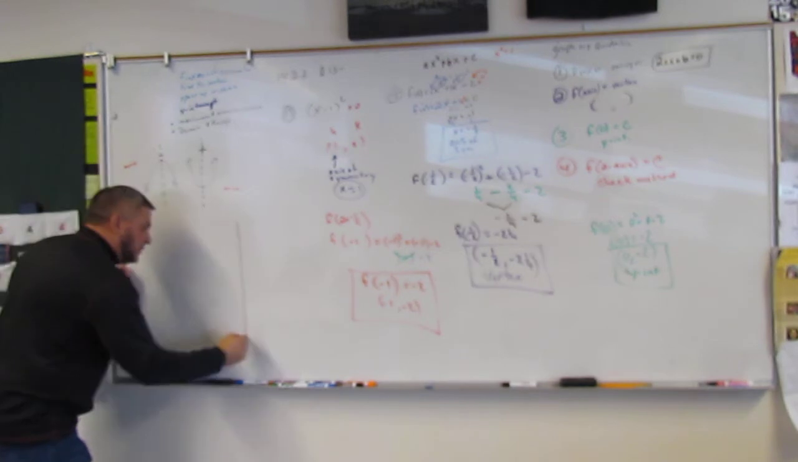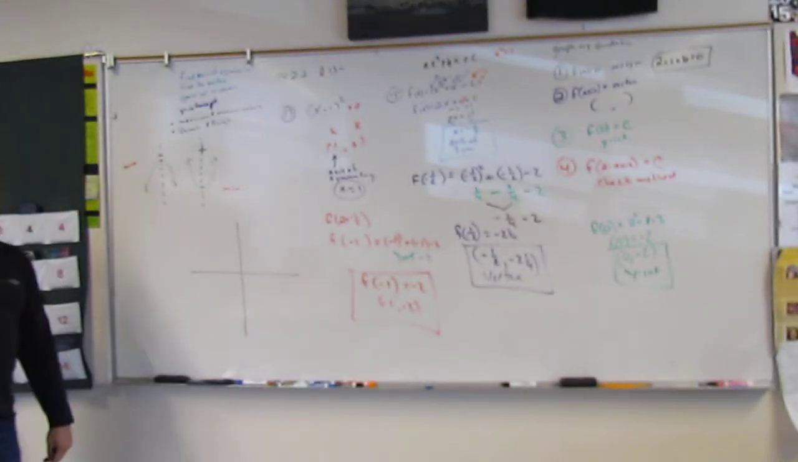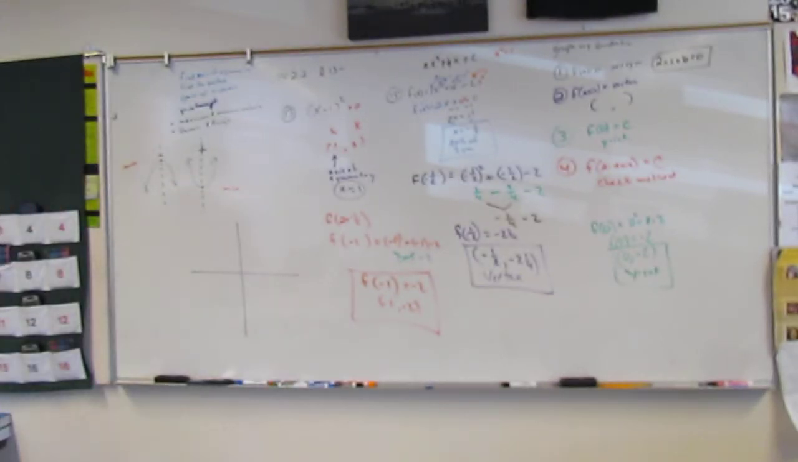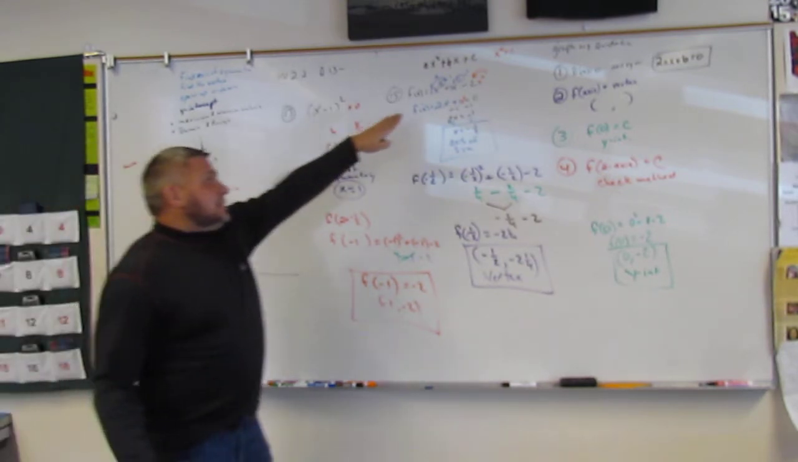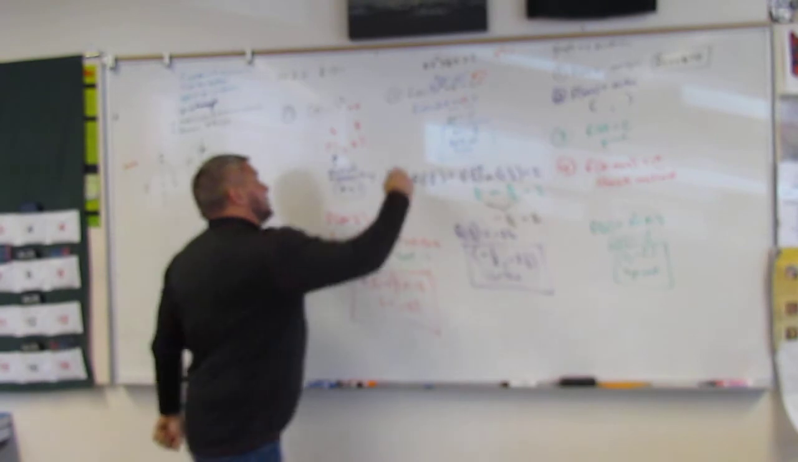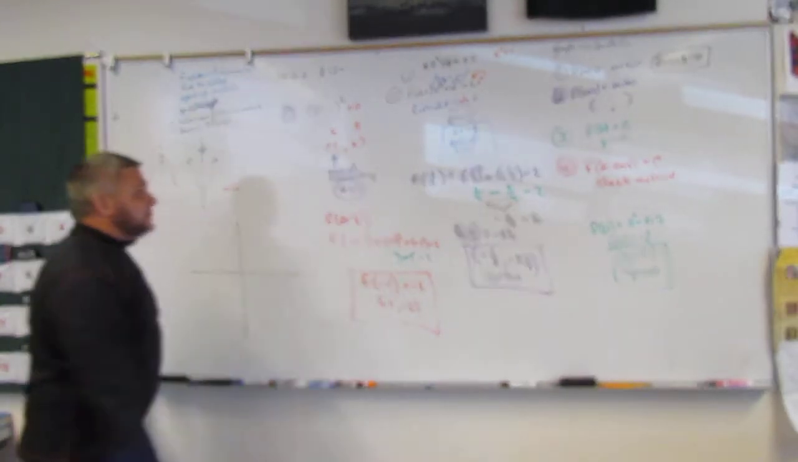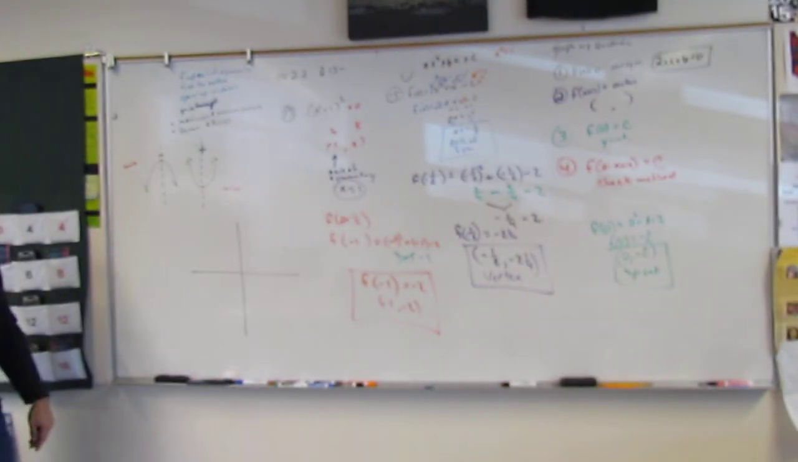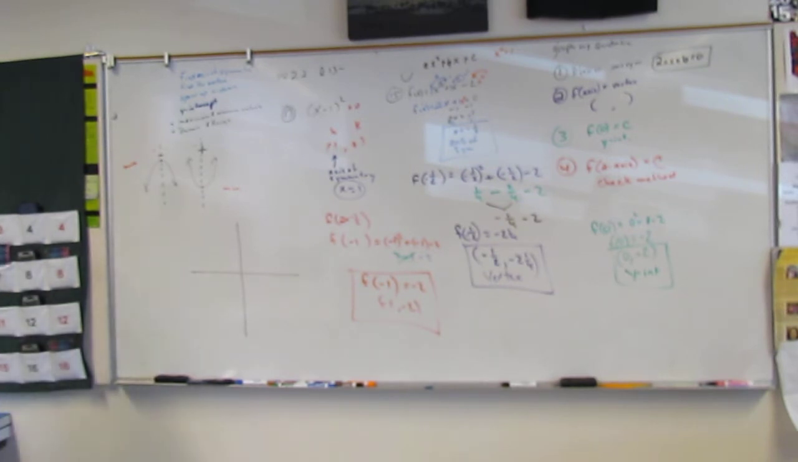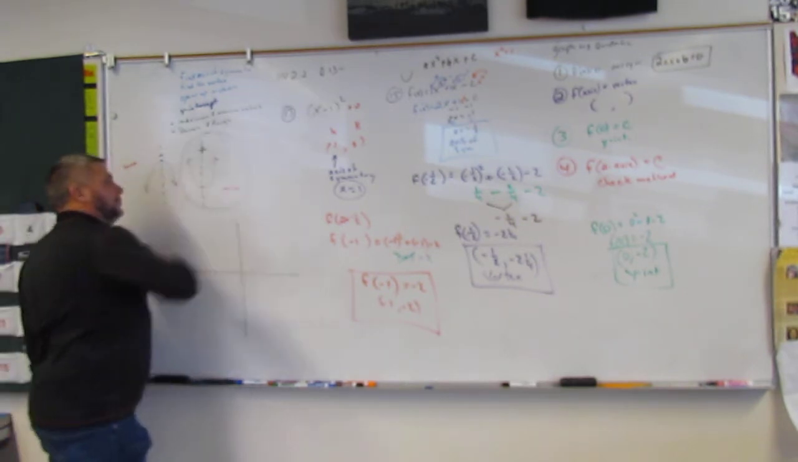Let's take a look right here. Do we know which way it opens up? Which way does this open up? Is it smiling or frowning? Smiling, right? Because it is positive, correct? Smiling because it's positive. Okay? Alright, so does that mean it has a maximum or a minimum value? Minimum. Good. So we're talking about this guy right here.